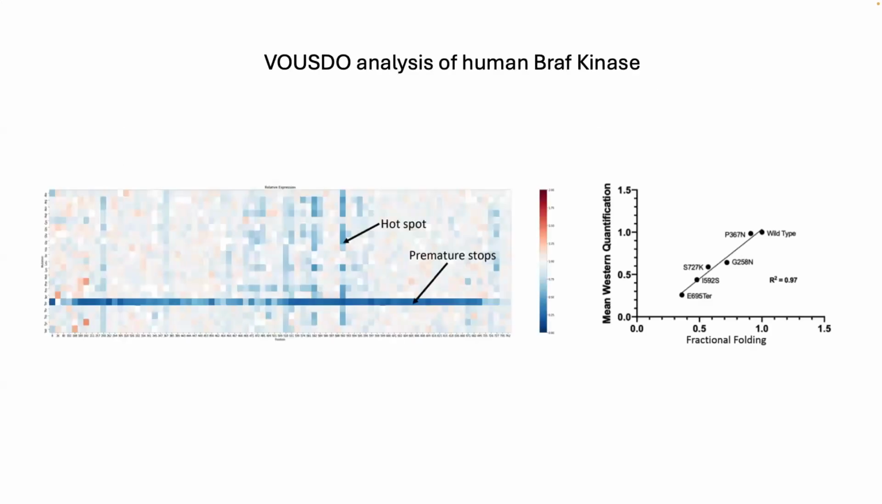This just shows you that voodoo works. We did this on a library of 12,000 mutants of a protein called BRAF for a cancer study. And when we measure the voodoo score versus the Western blot score of protein abundance, they agree perfectly, showing that the method works. This is published, by the way.